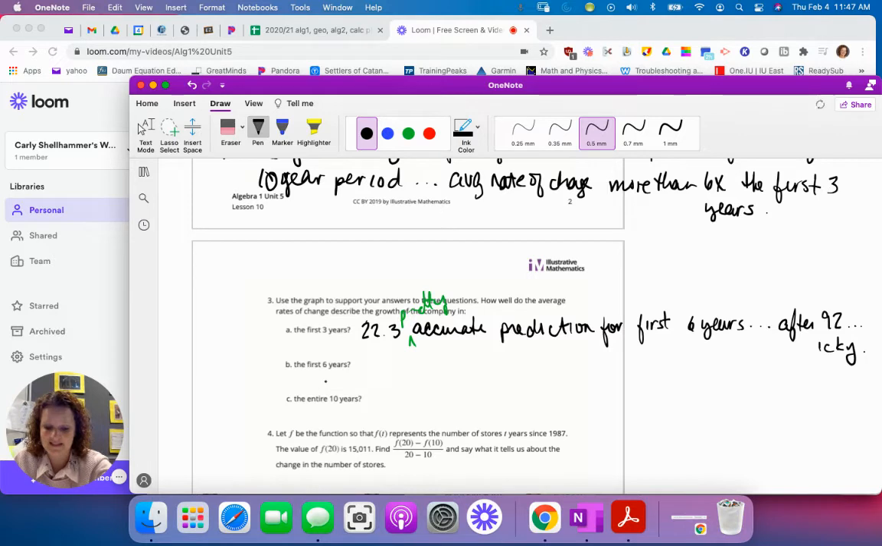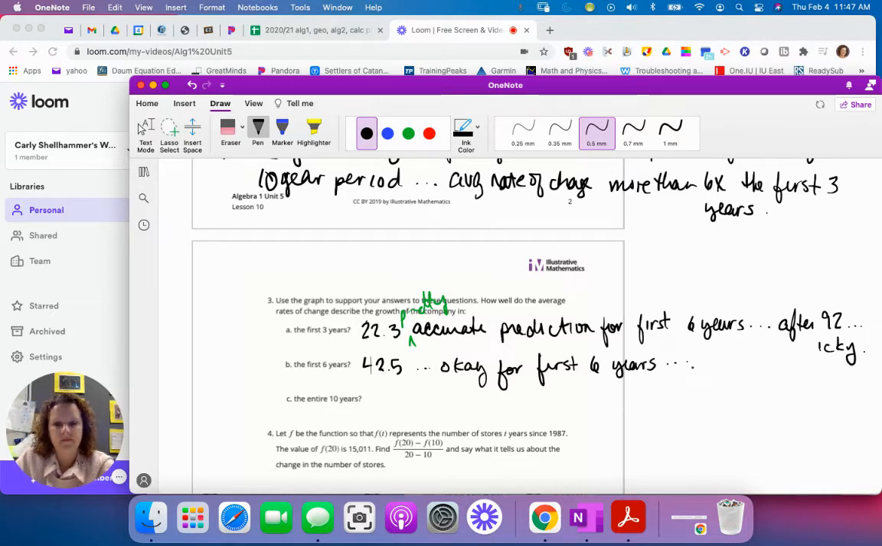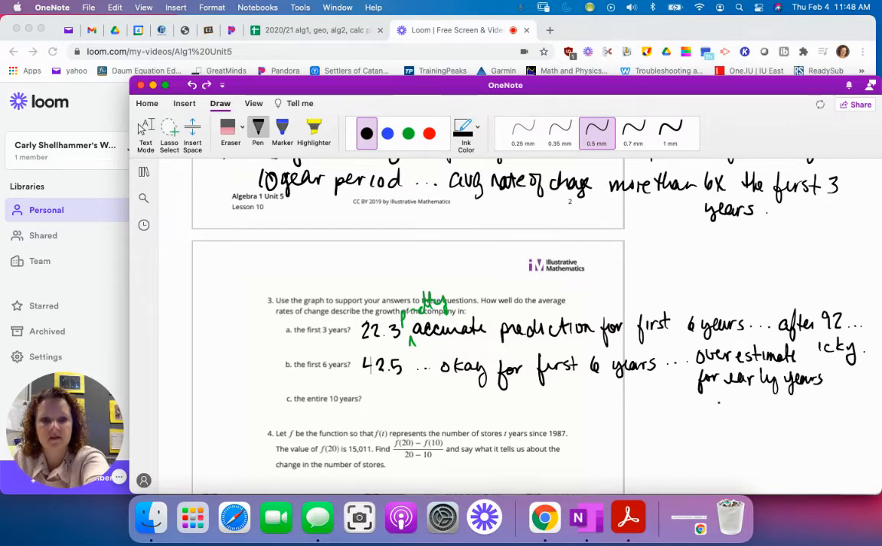How about the first 6 years? Okay, that was 42.5. It's okay for the first 6 years, sort of the same as part A. But it's an overestimate for early years, for years earlier than this first 6, and a way underestimate for later years.